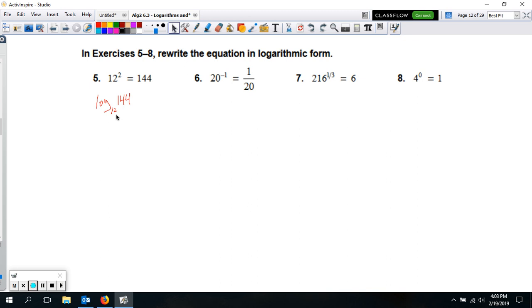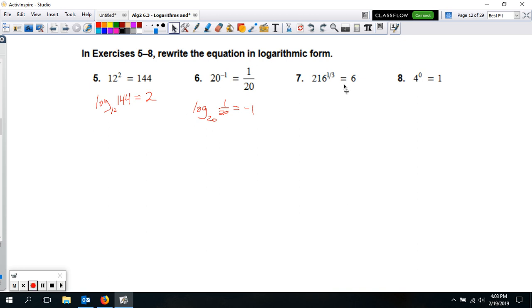And so we got the log base 12 of 144, and it's going to equal the exponent. So it equals 2. So the logarithm always equals the exponent. And for number 6, we see the base is 20, so we're going to say log base 20 of this number here, the 1/20th. So log base 20 of 1/20th will equal the exponent of -1. So it equals -1. The logarithm is going to equal the exponent.